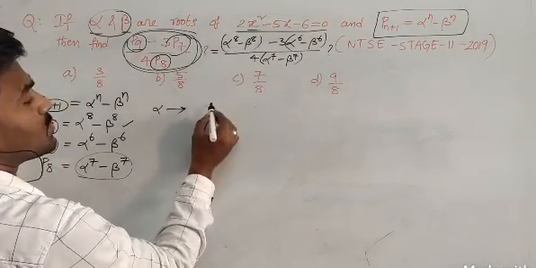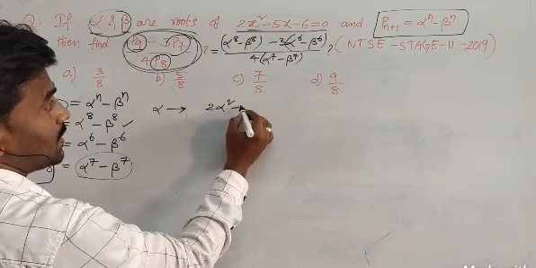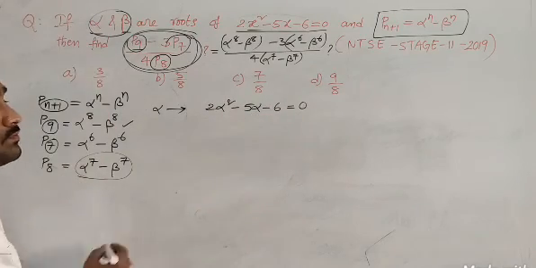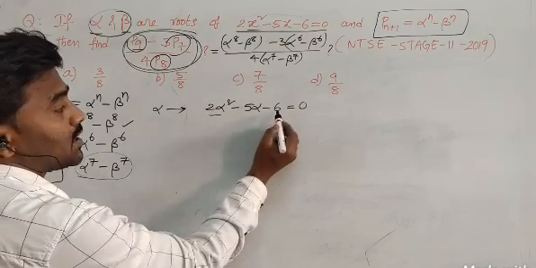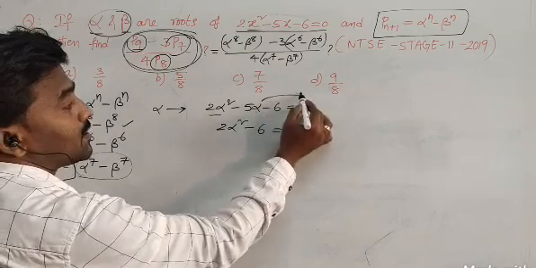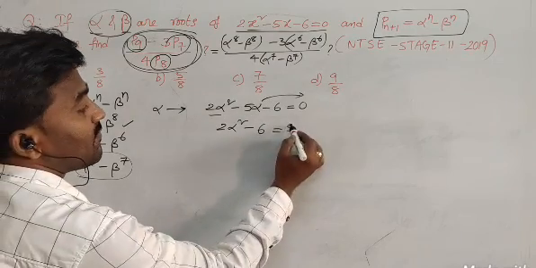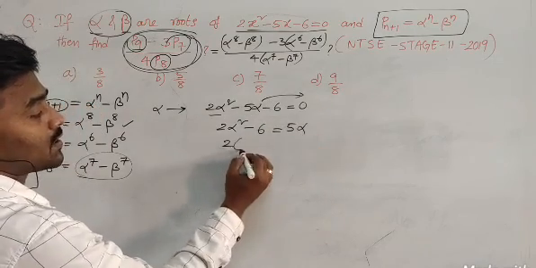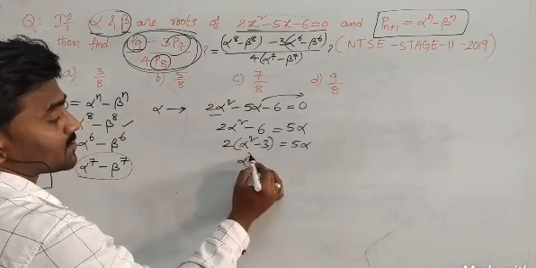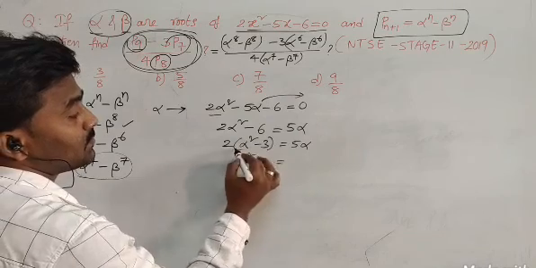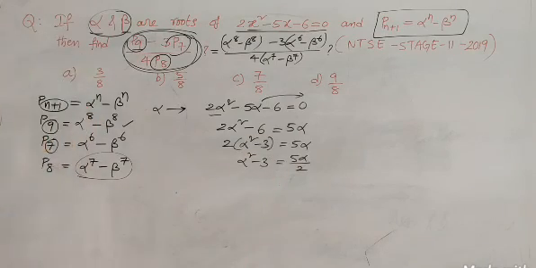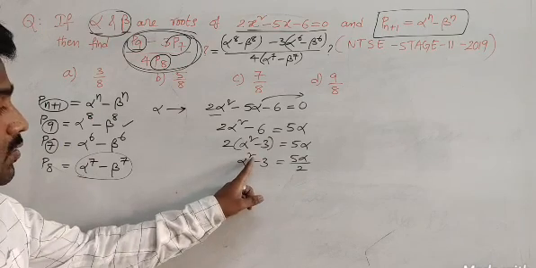So let's substitute here: 2α² − 5α − 6 = 0. So 2α² and −6 keep here, and the middle term set that side, so it will become 5α. Take 2 common: α² − 3 = 5α/2. So we have here alpha square.